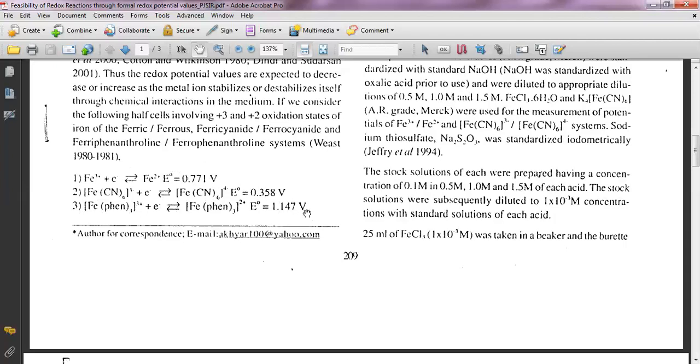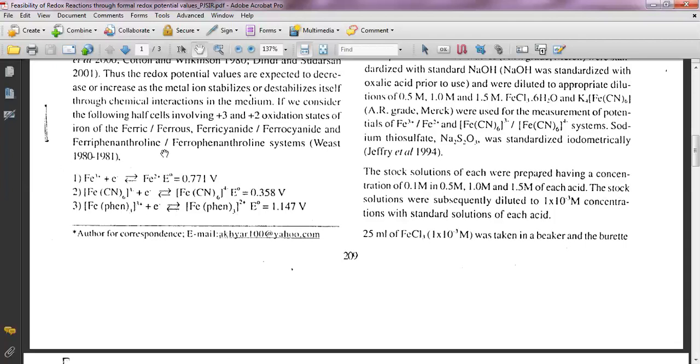This has a higher reduction potential as compared to the bare element. This oxidized form is more easily reduced to the iron plus 2 phenanthrene state, because the iron 3 phenanthrene complex in the oxidized form is less stable as compared to the iron plus 2 phenanthrene complex. That's why it is easily reduced into iron plus 2 phenanthrene.